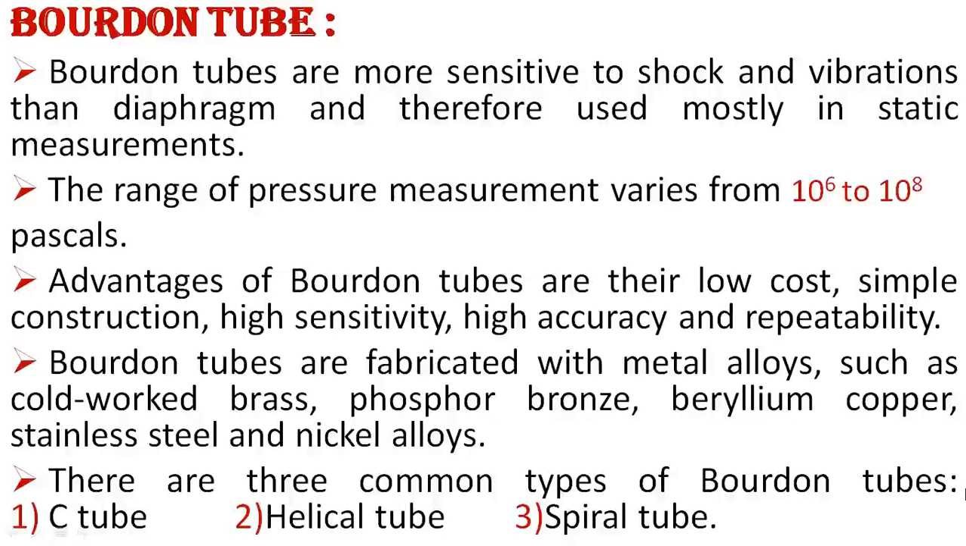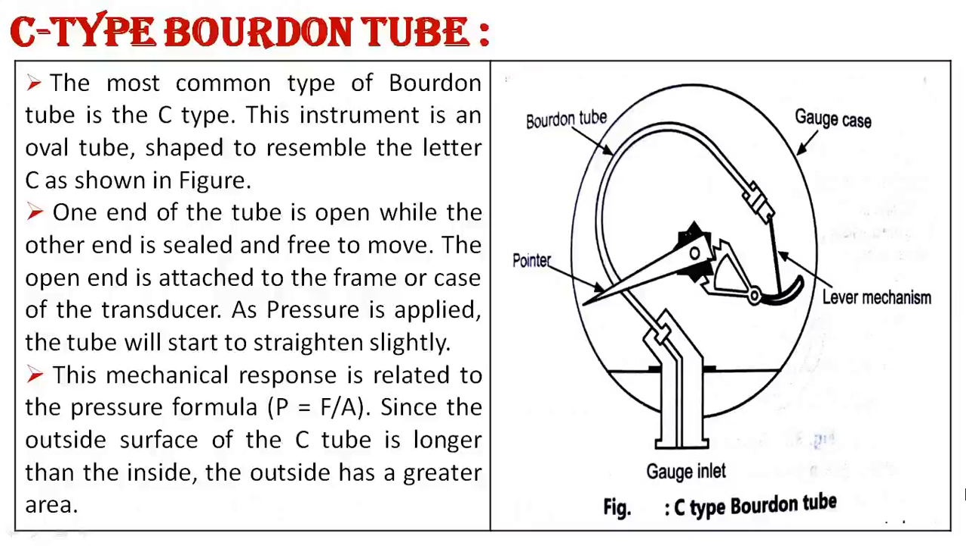First one is the C-type bourdon tube, second one is the helical bourdon tube, and third one is the spiral bourdon tube. Starting with the first type, the C-type bourdon tube. See the diagram for how to construct the C-type bourdon tube. We have a bourdon tube, then gauge case, lever mechanism, and some pointer techniques which give the pressure scale. The most common type of bourdon tube is the C-type.